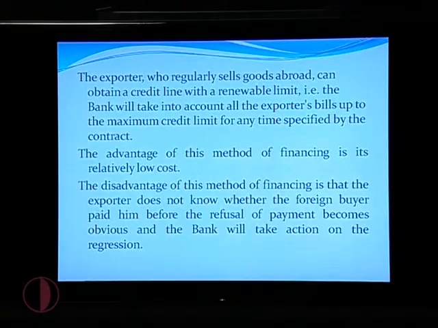The exporter who regularly sells goods abroad can obtain a credit line with a renewable limit. The bank will take into account all the exporter's bills up to the maximum credit limit for any time specified by the contract. The advantage of this method of financing is its relatively low cost. This is due to the fact that the bank processes on a massive scale promissory notes payable by different foreign customers of many exporters in one country.